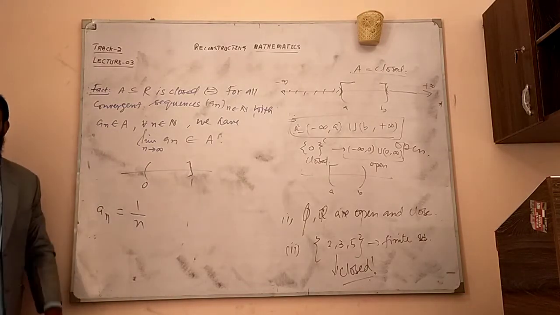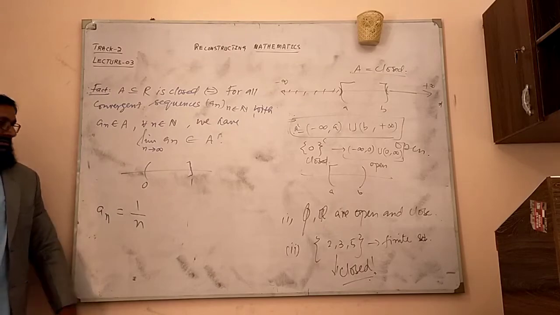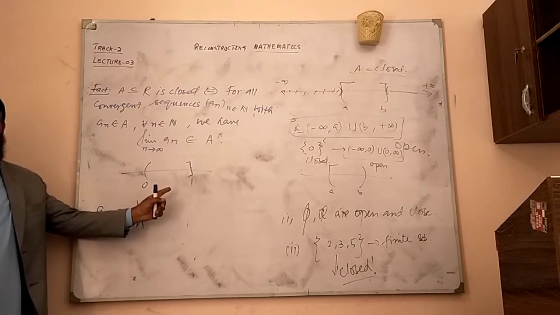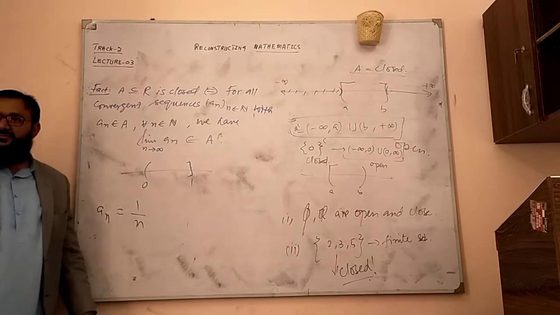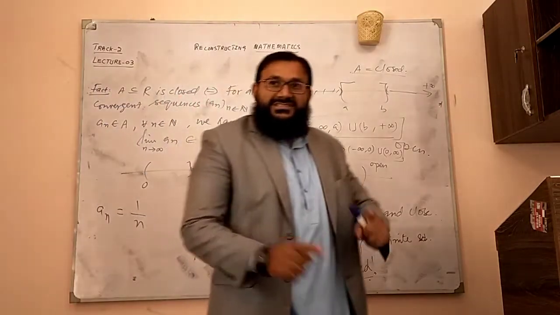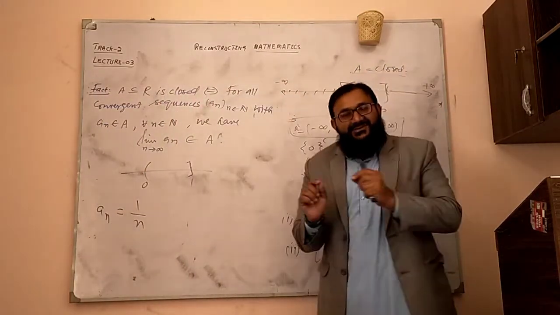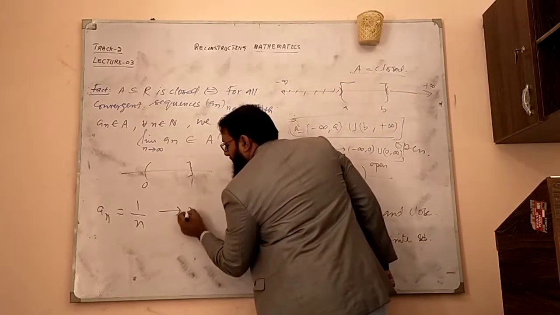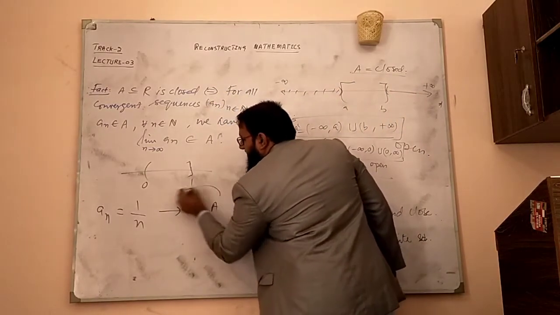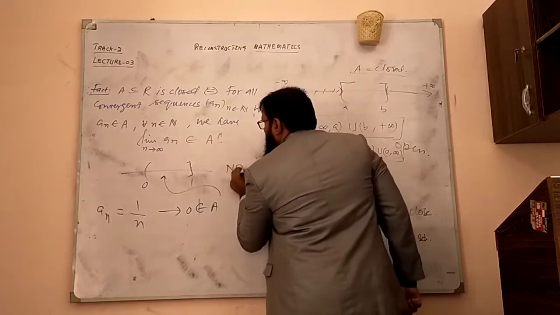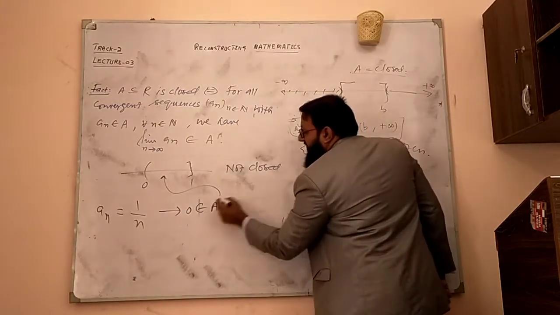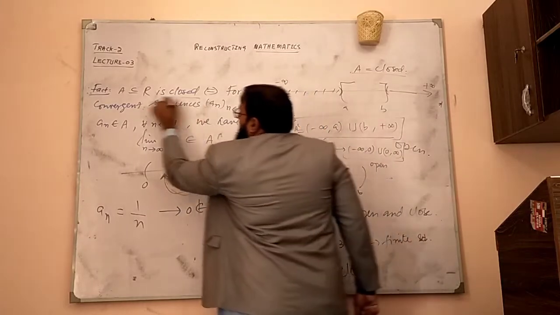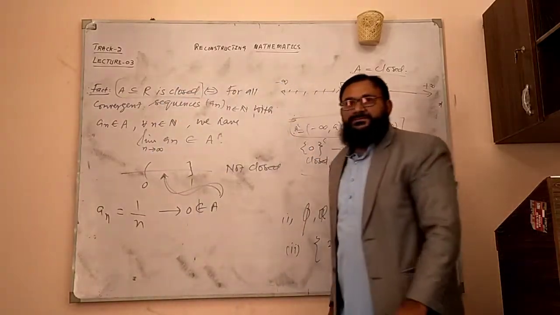What is the limit of this sequence? Zero. Does it lie in this one? No, sir. So it is not closed. I have taken this example by myself. The limit is zero, which does not belong to your set, hence it is not closed. If this limit lies in the set, we call that set closed. Obvious.